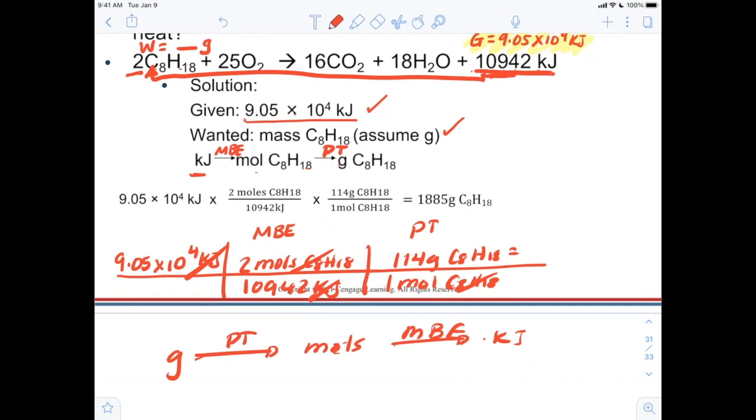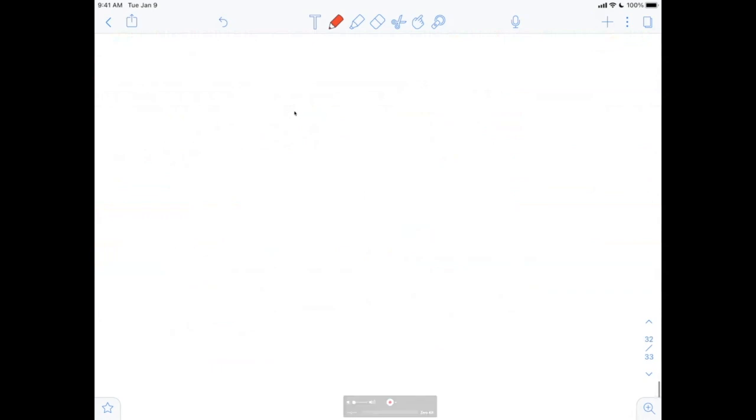So when you do the math, you can barely see 9.05 exponent. Can I see that? Oh, there it is, 4 times 2 times 114 divided by 10942. Oh yeah, I got the same number they got. 1886 grams of C8H18. And that is the end, my people. That is the end. Can you imagine? This is the end.